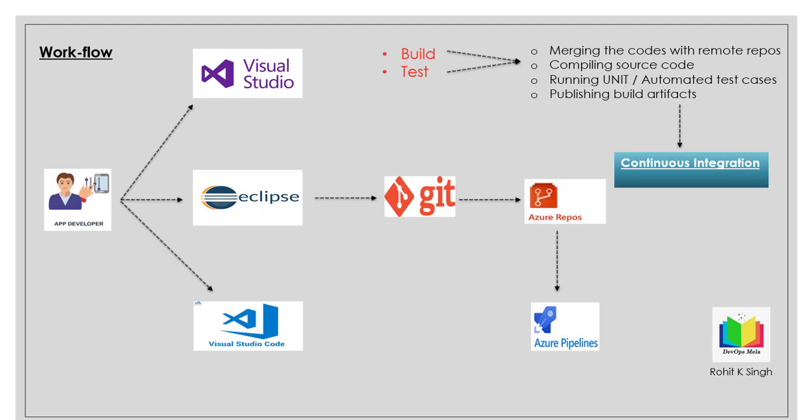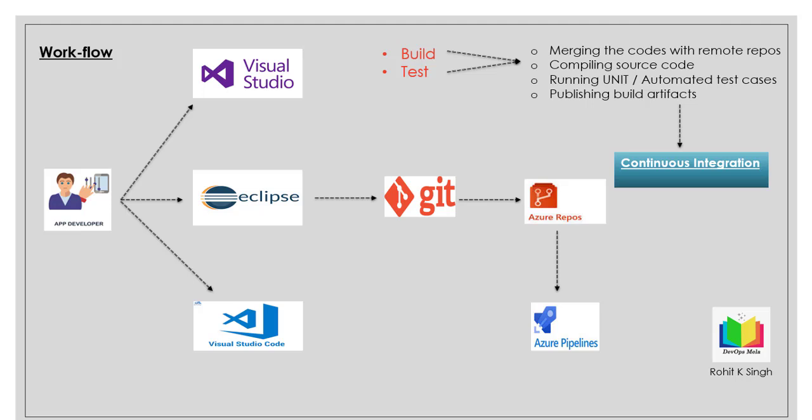Your development never stops. Your developers keep on developing things. They will push the changes to the local, they will push the changes to the remote. Post that, your build pipeline will trigger. The build pipeline will have all these tasks: fetching the code from the remote repository, compiling the source code, running the automated test cases, publishing the artifact. Then this complete process is known as the continuous integration process.